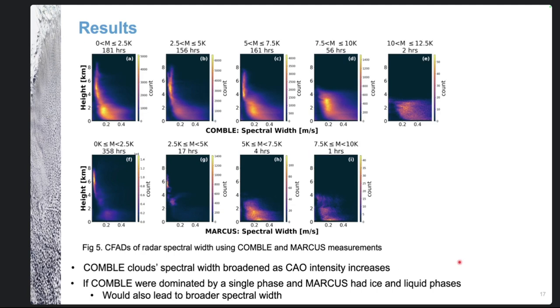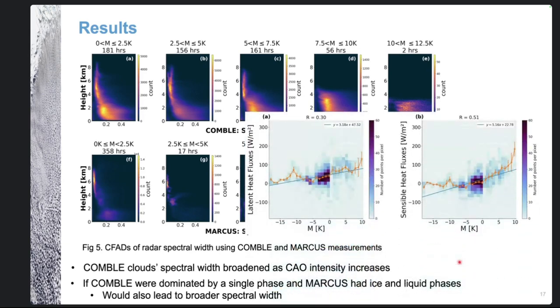So we may guess, first, that within the clouds the turbulence in the MARCUS is not so strong as in COMBLE. Another reason is probably caused by the different cloud phase. For example, we can guess that when the COMBLE is dominated by the single phase and the MARCUS is dominated by mixed phase, it can also cause differences in the spectral width.